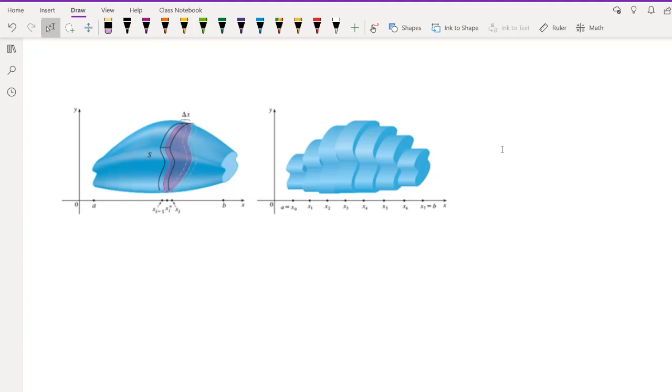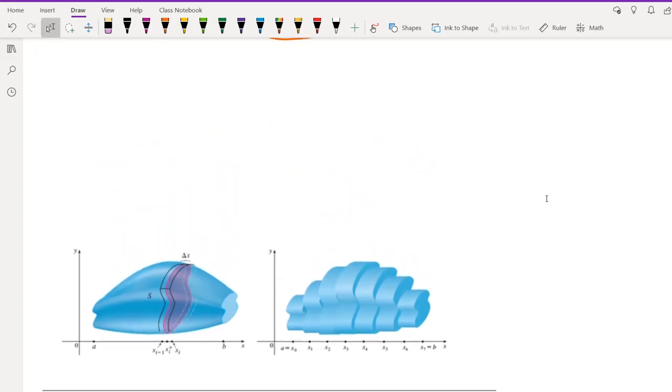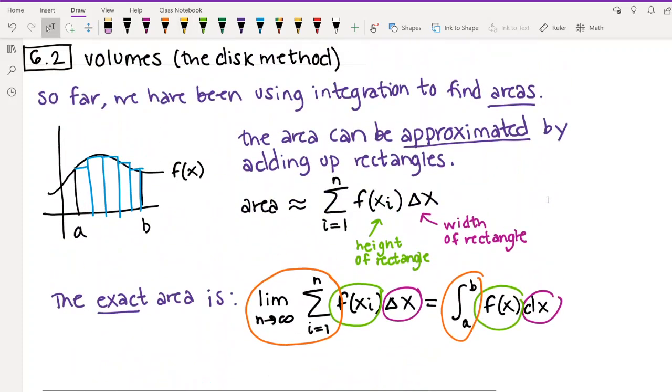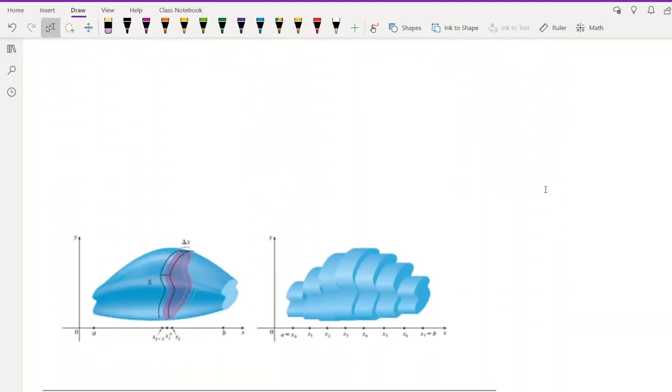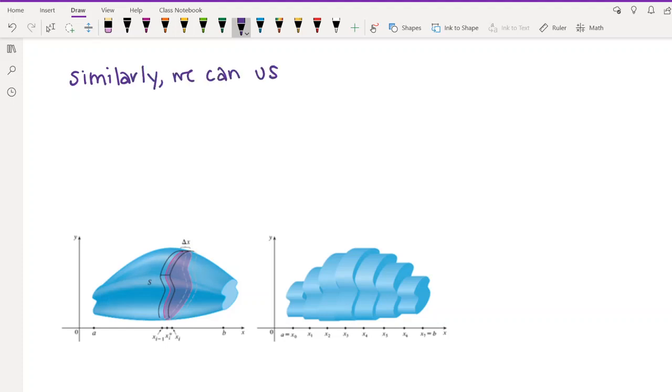And so volume is like how much space something takes up rather than just a flat measurement. So basically we're going to take this idea that we used up here and adapt it to now talk about volume. So similarly, we can use integration to find volumes. And so same idea with what we wrote down before. If you wanted to approximate the volume, how could you do that?